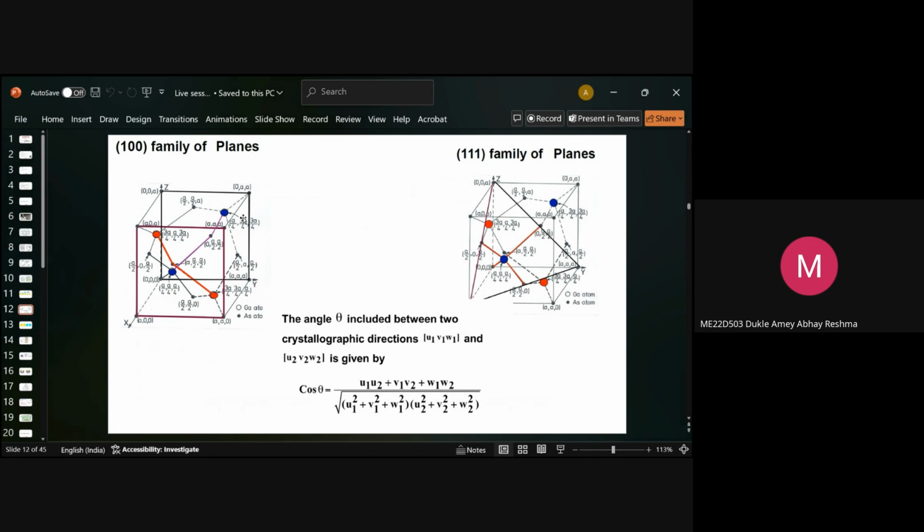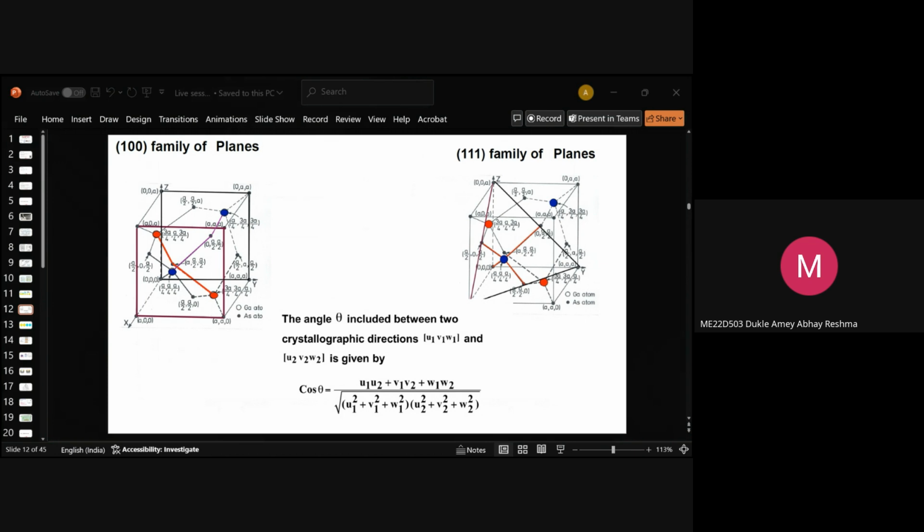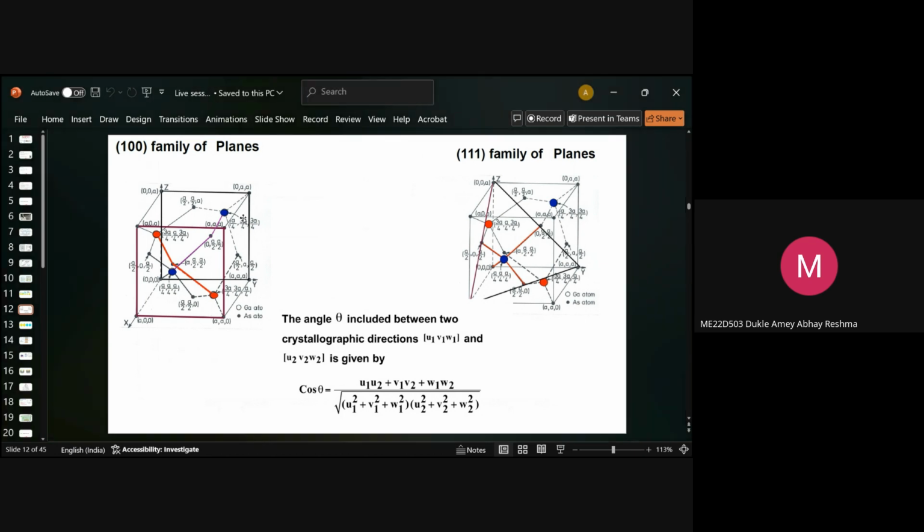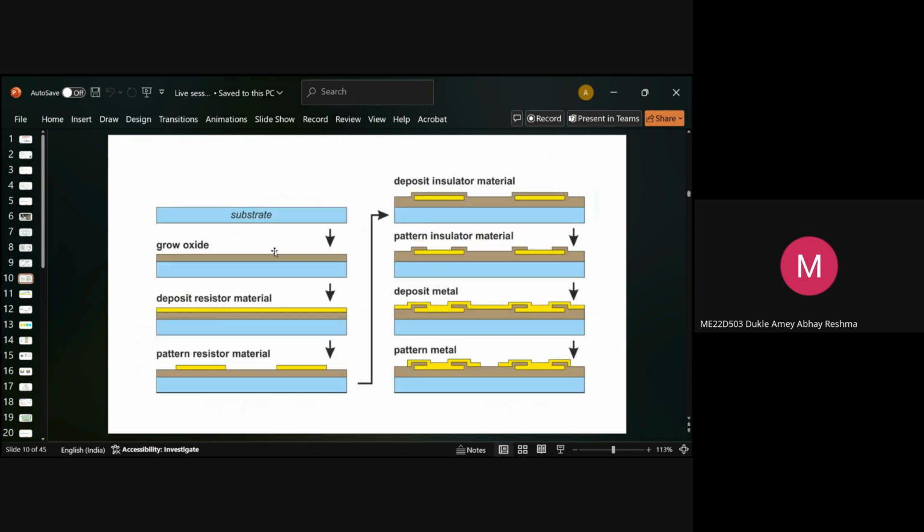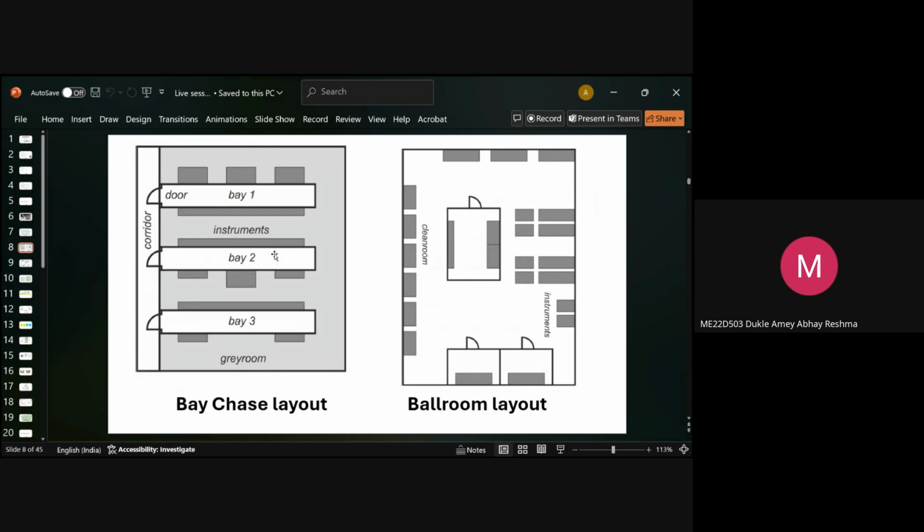Sir, is the process manual or automatic, sir? Automated. Most things in MEMS will be automated, even in the clean room. This is how a clean room looks. You'll have this full clean room.